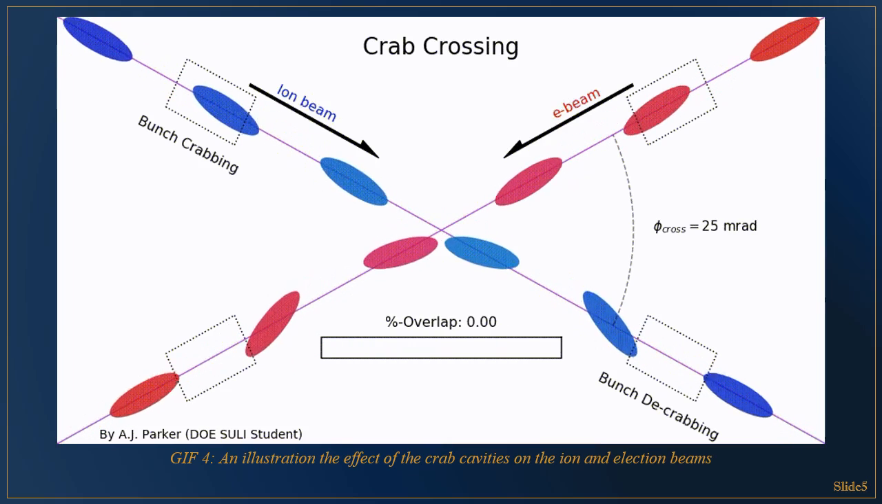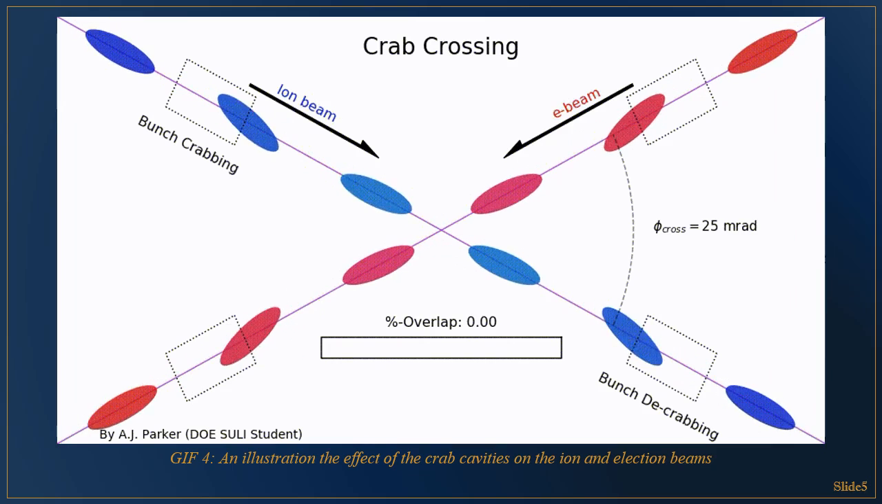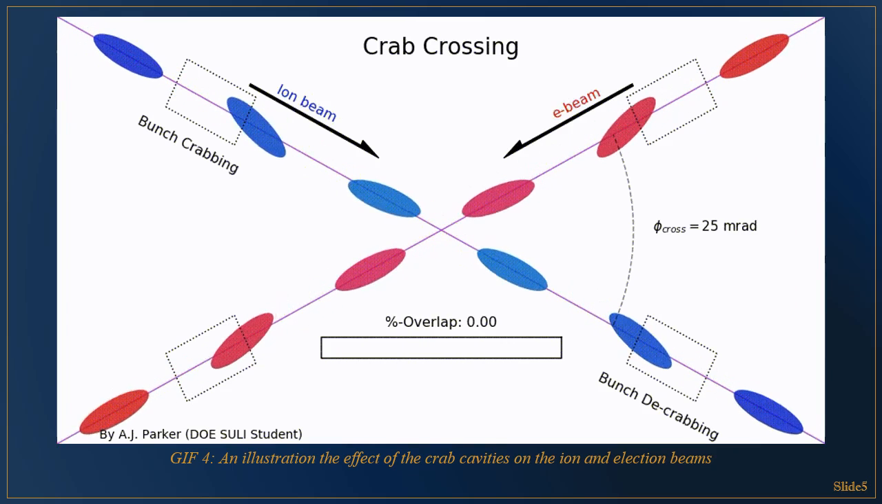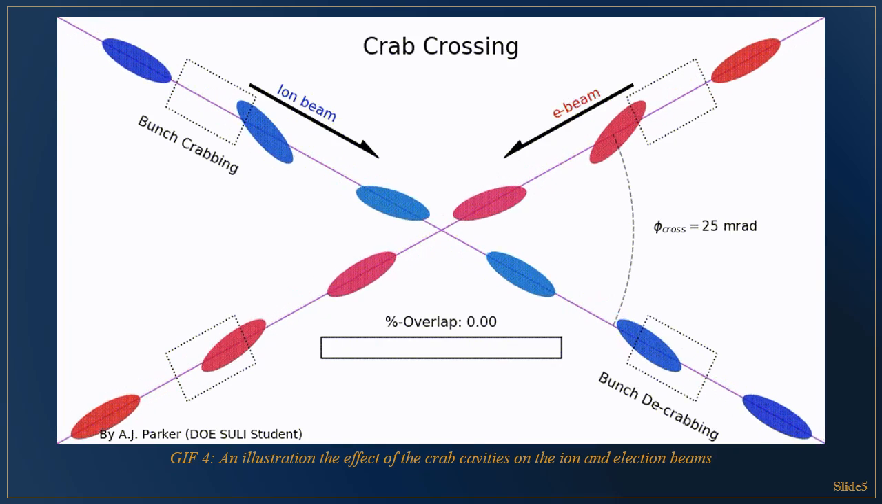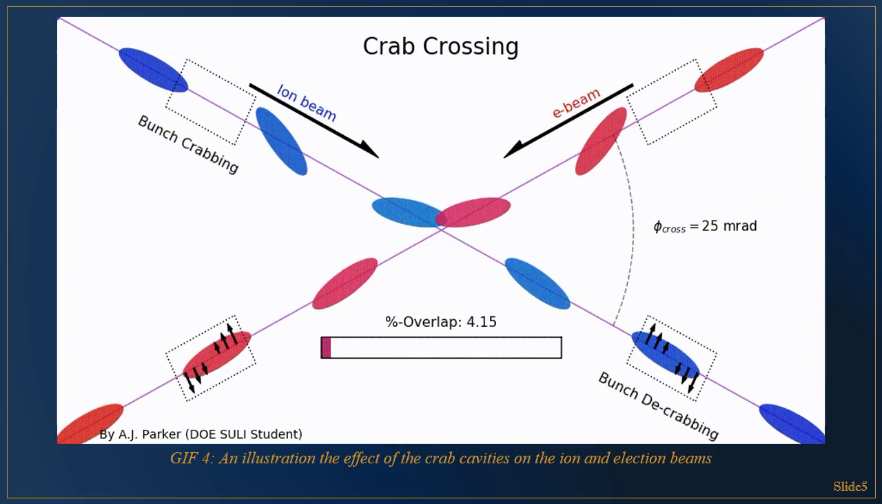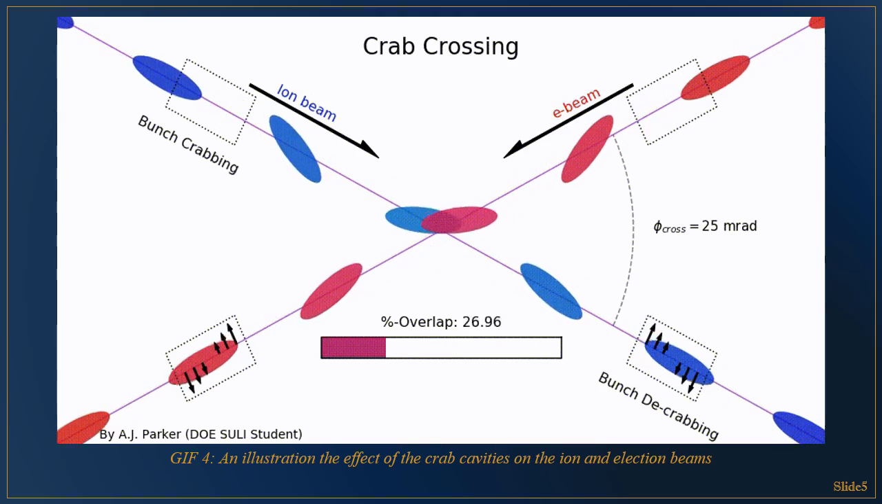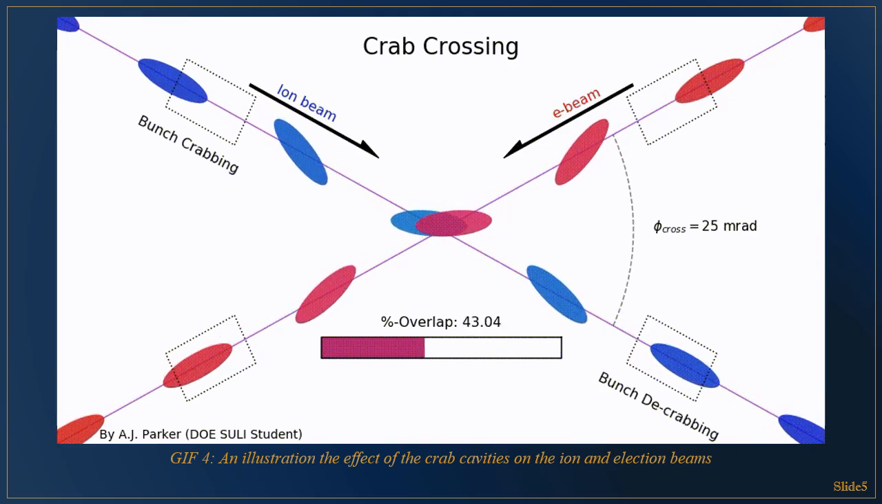Through crabbing of the beams, the luminosity of the collision experiment can be increased. The luminosity of the data is proportional to the number of collisions in an amount of time. Increasing the luminosity is high priority because it gives more opportunities to collect data on more processes during the interactions of the polarized beams within the collider.